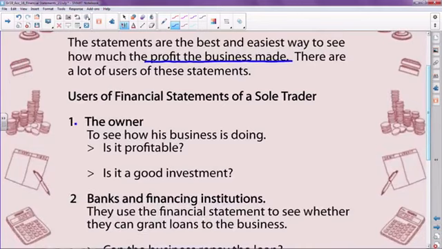Number one, the owner. Again, if you own a business and you're the only owner of this business, don't you want to see at the end of every year, what did I get? What profit did I make? How many assets do I have in this business? Do I have a lot of liabilities? And these are all questions that the owner can ask when he looks at the statements.